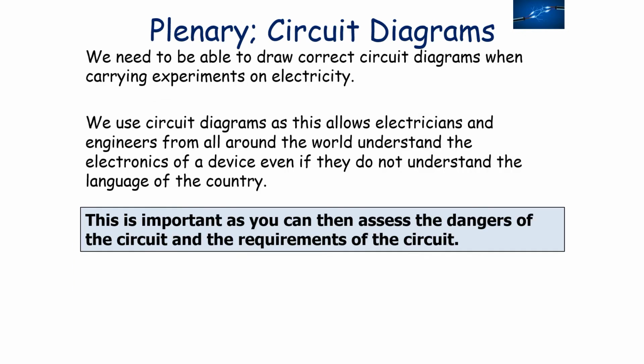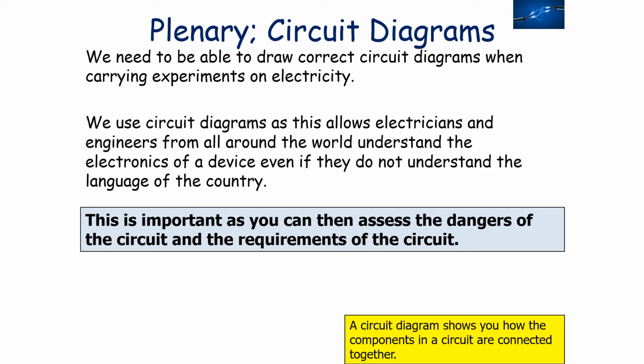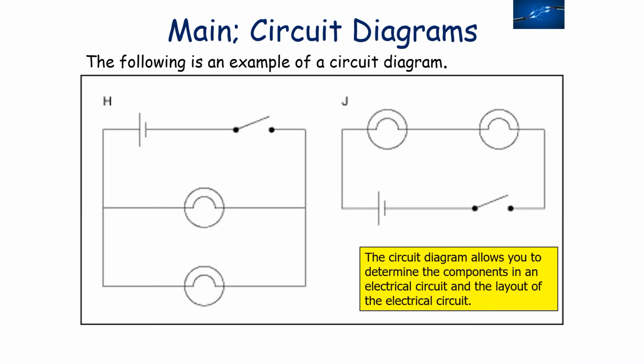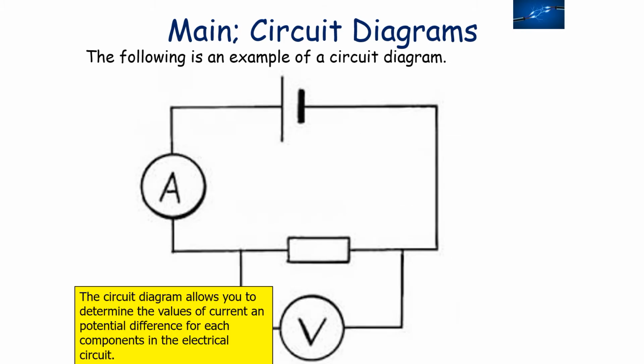Now we've got to be able to draw correct diagrams with these circuit symbols. We use these as it allows electricians and engineers from all around the world to understand the electronics of a device even if they don't understand the language of the country. This is important as you can then assess the dangers of the circuit and the requirements of the circuit. So a circuit diagram shows you how the components in a circuit are connected together. It allows you to work out the layout of your electrical circuit as shown in the following examples.